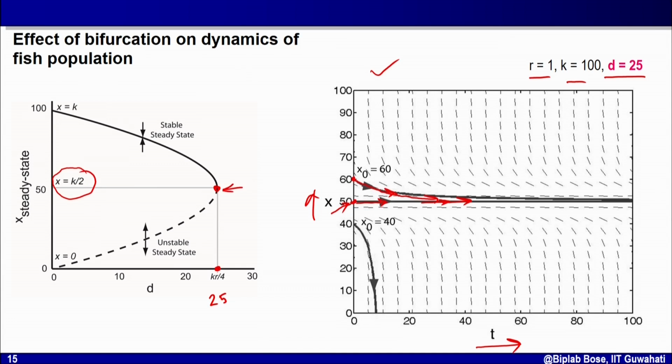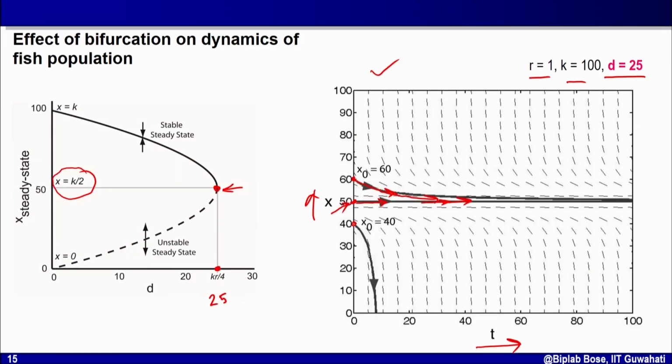But what if I start with a number of fish slightly lesser than 50, say 40. So at t equal to 0, I have only 40 fish in the tank. They are growing by logistic growth, and I am removing 25 fish per unit time. So then my direction field tells me that this will be the path followed by x. The number of fish will eventually decrease. It will move away from the steady state at 50. So as you can see, from one direction this is stable, from the other direction it is unstable. So this is semi-stable.